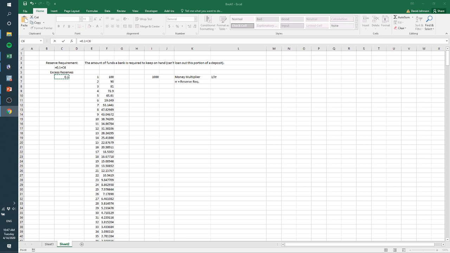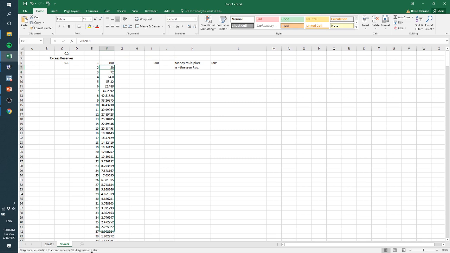Well, let's test this out. I'm just going to press enter right here, and we'll see what happens. Equals that times 0.8. Scroll it all the way down.